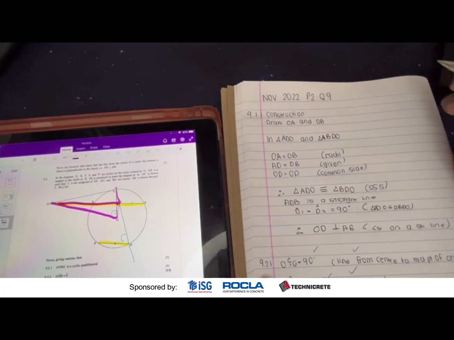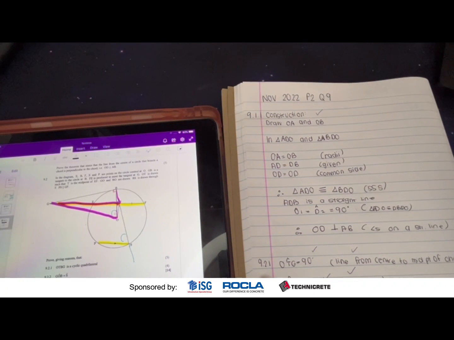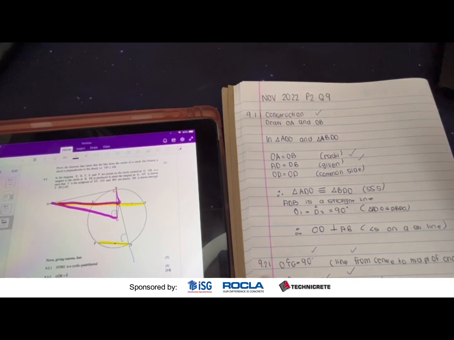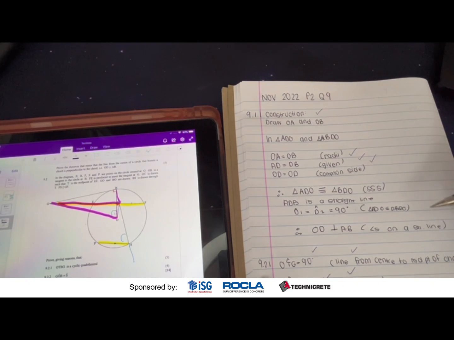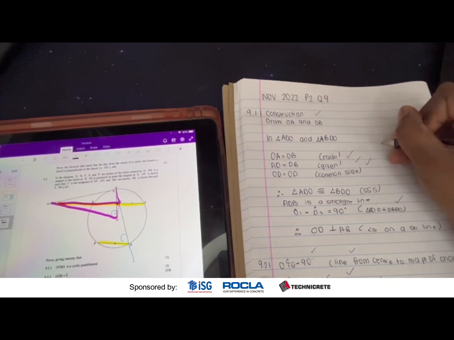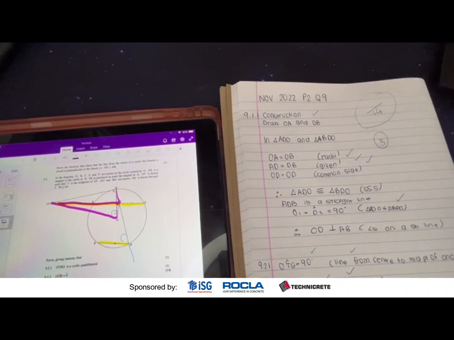1 mark for your construction, so that's why I said the construction is vitally important. The second mark was for first pair of sides being equal. The other 2 pairs get another mark, and your reasoning. So that's 3 marks for this proof, and then your last mark is for your answer reasoning, 5 marks. So it's a total of 14 marks for this question.